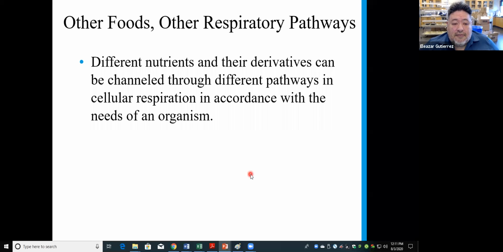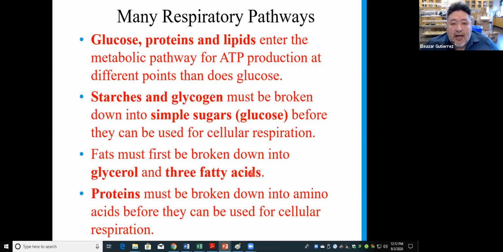Okay, now, this is where we need to tell you that this pathway, in particular Krebs cycle, doesn't only work on sugars, okay? It works on proteins and it works on lipids, okay? So glucose, proteins, and lipids enter the metabolic pathway for ATP production at different points than does glucose, but they enter the metabolic pathway. So in other words, we can harvest energy from sugars, proteins, and fats.